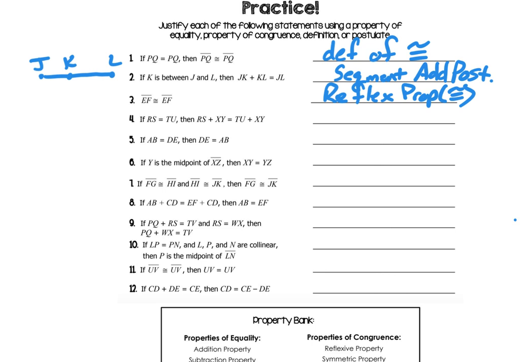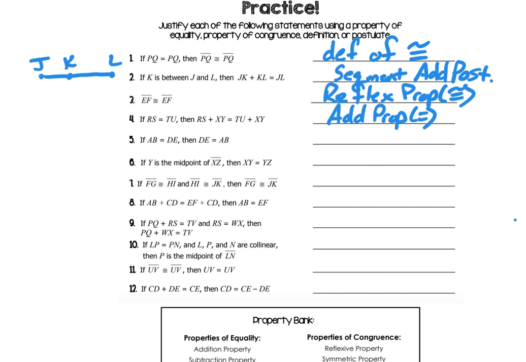So what do we call that? Symmetric property just means we're going to flip-flop sides. It would just be addition, because we're just adding XY to both sides. So the addition property of equality. Okay, we started with RS equals TU. We added XY to both sides. Whatever I do to one side, I have to do to the other.